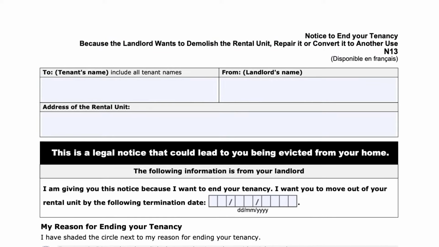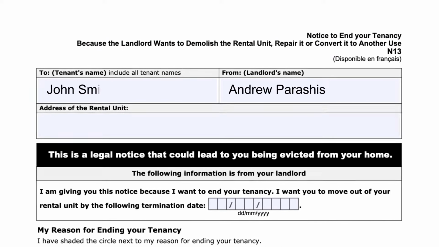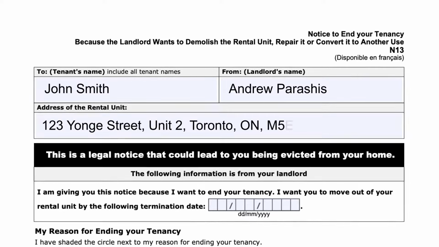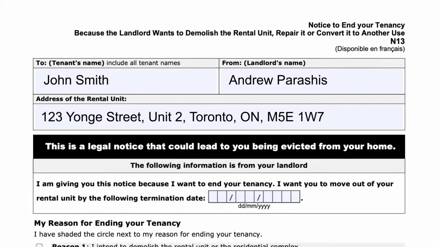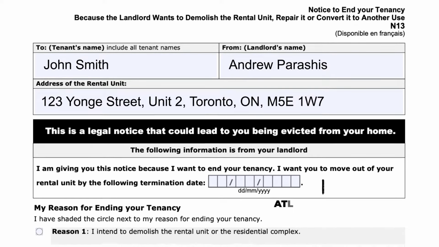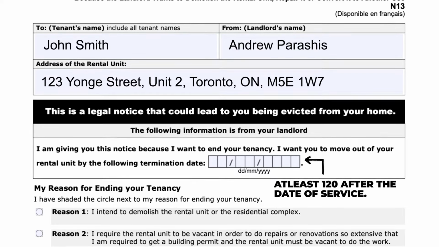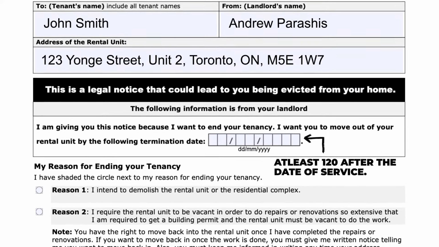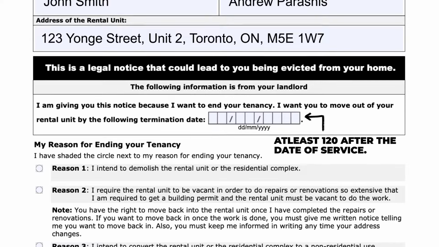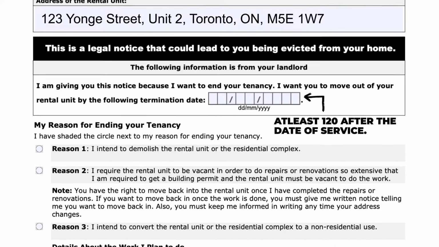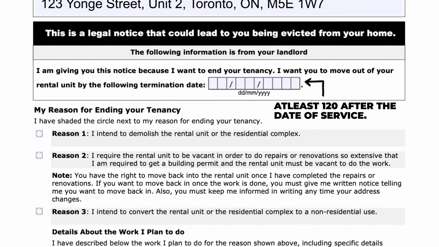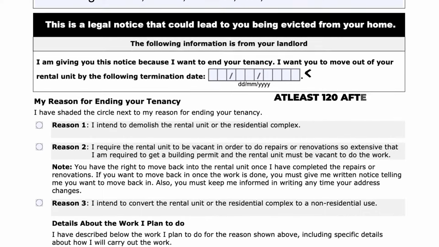You give this notice to your tenant, filling out your information, their information, and your rental address specifically and accordingly, matching the lease agreement that you have, followed by the termination date that has to be at least 120 days after the date of service, coinciding with 4 rent cycles in accordance with your lease. The next thing you're going to do is fill out the reasons that you're serving this notice, which we're going to get into in a little more detail in a bit.